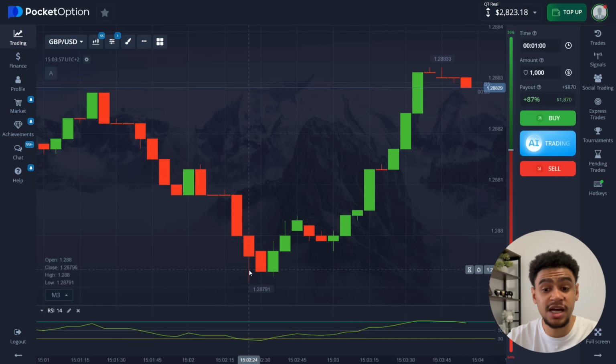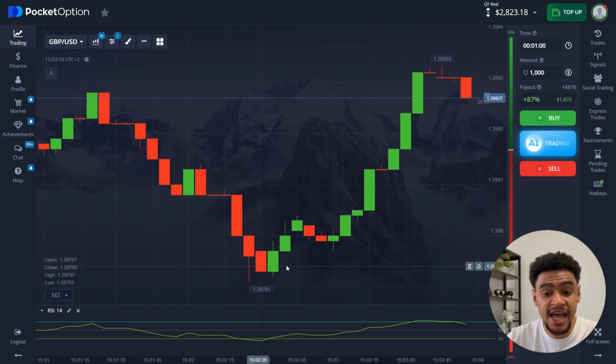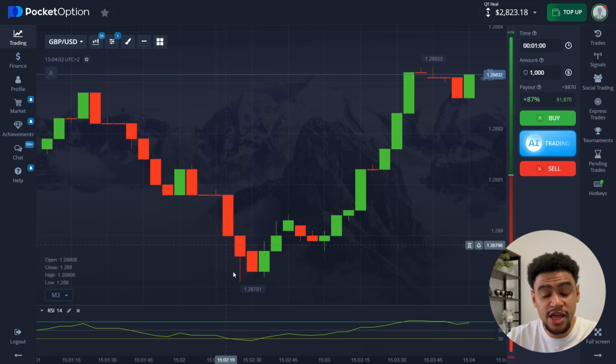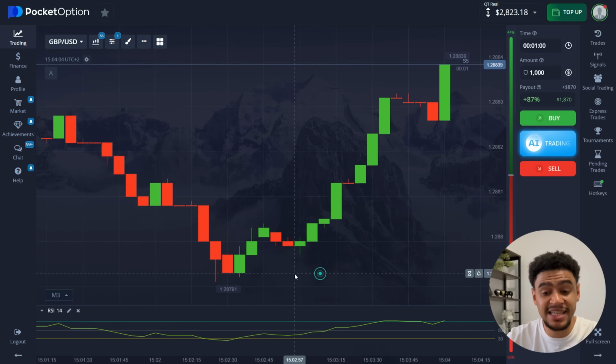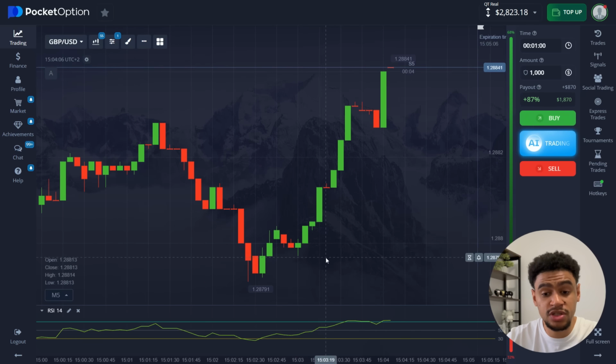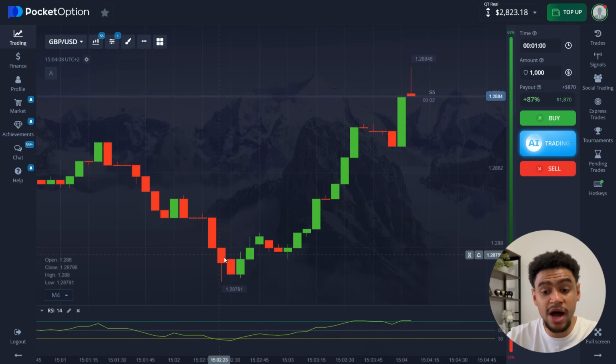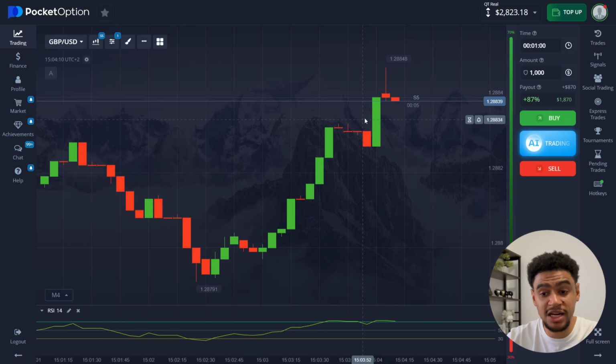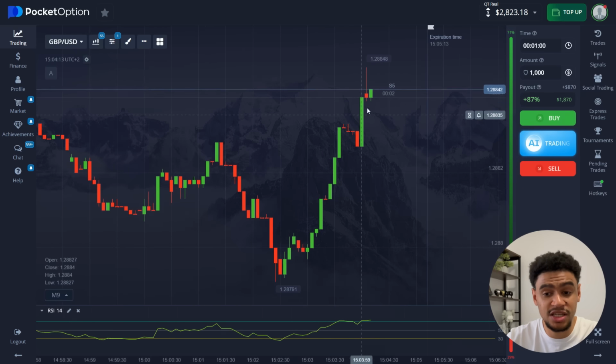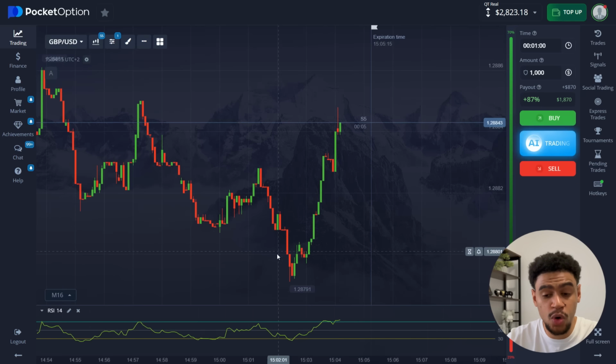This is our first sign that a reversal is coming. And then we also see a bullish engulfing pattern, and that is a signal that the reversal is here, and we would take a buy position here and get our money just like that. You can see the trend is reversing and the price is now going up.